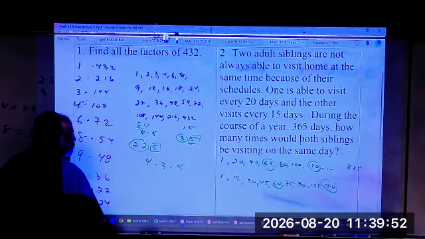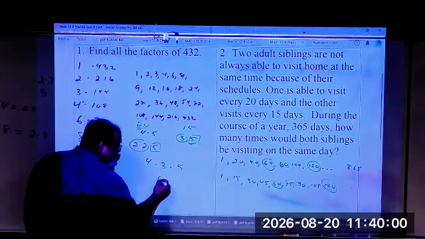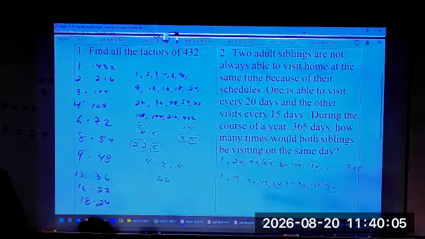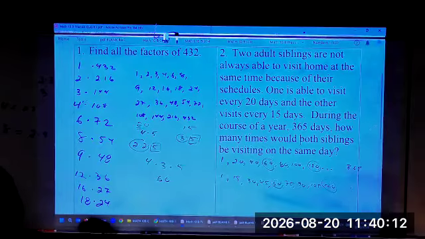If they're going to meet, the days they're going to be able to meet has to be divisible by 60, because that's the first multiple that 15 and 20 will both go into. So they can meet on the 60th day, then the 120th, then the 180th, then the 240th, then the 300th, and then day 360. That's 6 days in all. It's all about the factors.